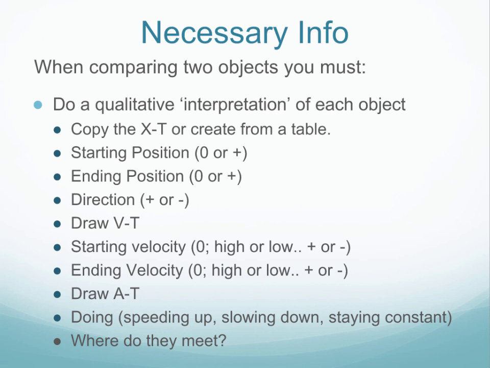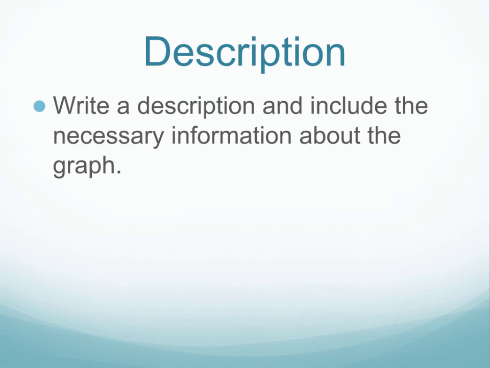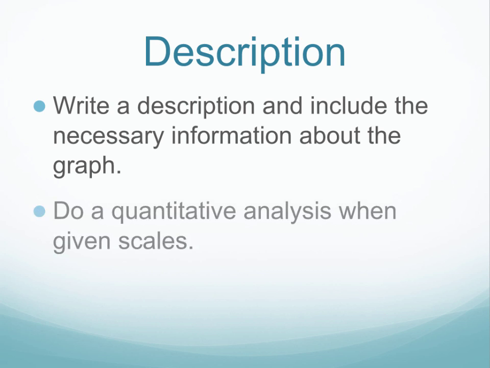Finally, if you're given actual data, you're going to identify where they meet. But remember, where includes a relative location. So it's not okay to say, well, they meet at 35 meters. You need to say they meet at 35 meters from the origin. Okay? So let's do a description. Write a description, include the necessary information about the graph, then do a quantitative analysis when you're given scales. Only when you're given scales do you identify where they would meet.